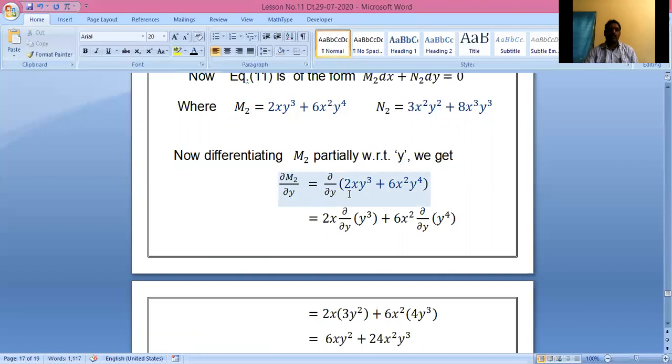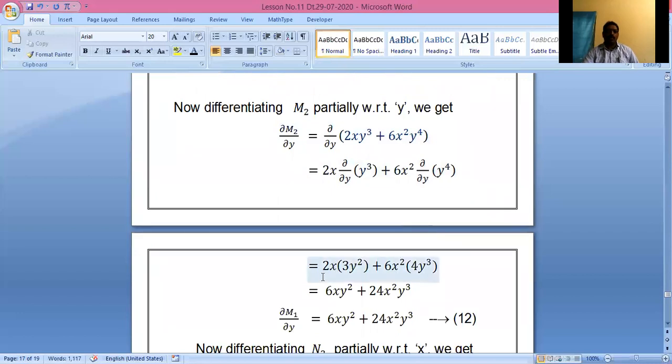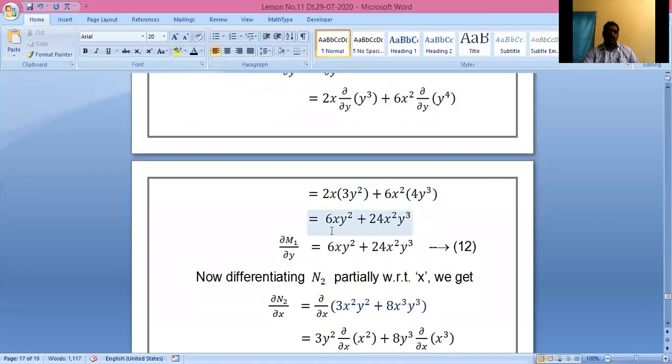dou by dou y of 2xy cube plus 6x square y to the power of 4. Here differentiating partially with respect to y, treating x constant. In the first term, 2x is constant. Therefore, 2x into dou by dou y of y cube. Plus in the second term, 6x square is constant. Therefore, 6x square into dou by dou y of y to the power of 4. That is equal to 2x into dou by dou y of y cube, which is 3y square, plus 6x square into dou by dou y of y to the power of 4, which is 4y cube. That is equal to 6xy square plus 24x square y cube.